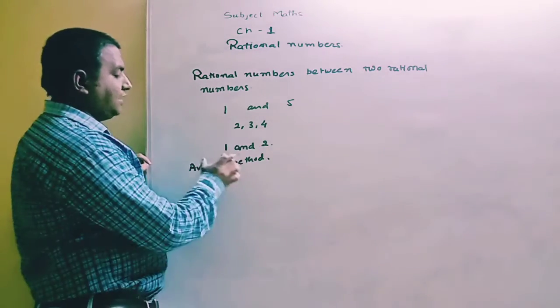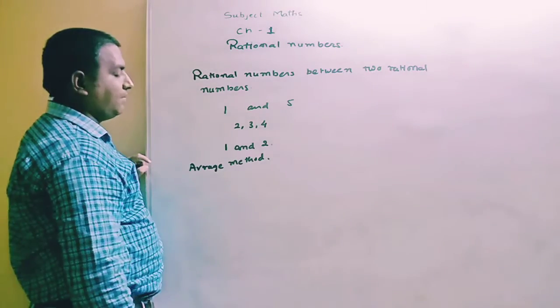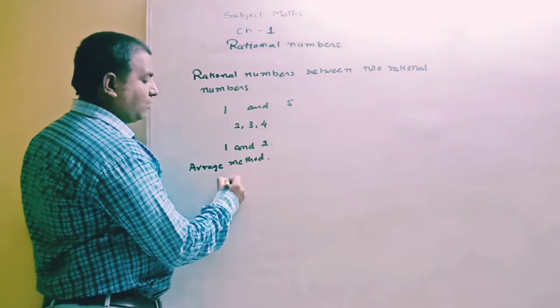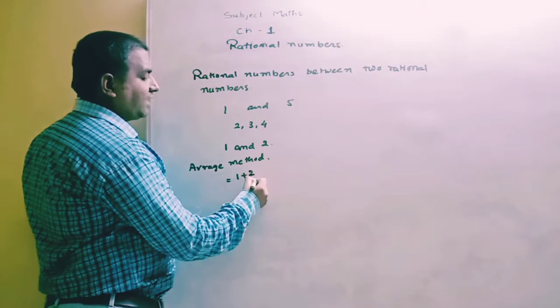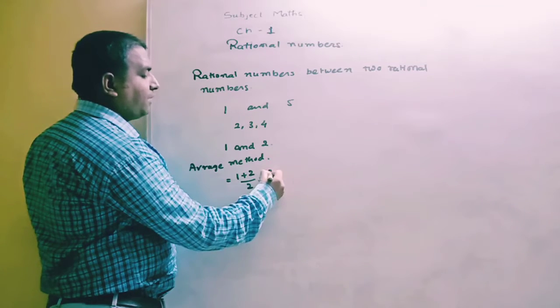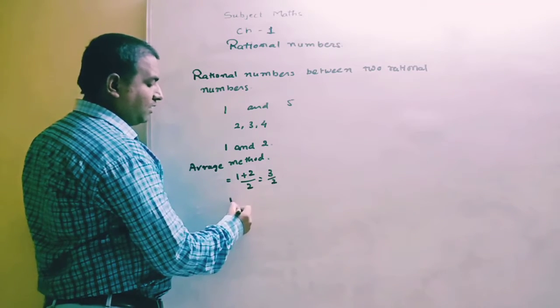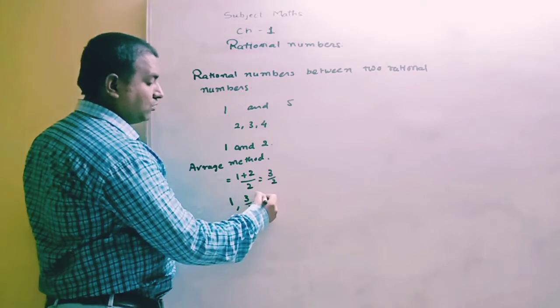We know that the average of any two numbers will lie between them. So for 1 and 2, we take out the average. 1 plus 2 by 2 is 3 by 2. So we have the numbers 1, 3 by 2, 2.